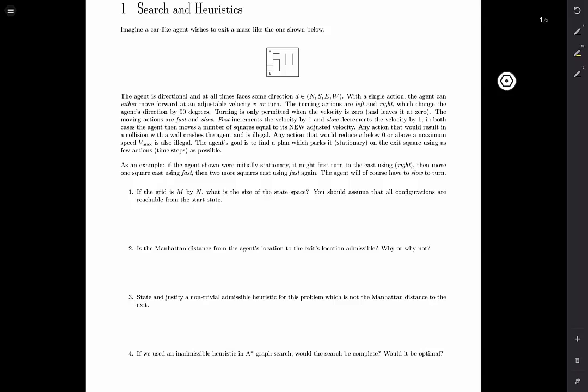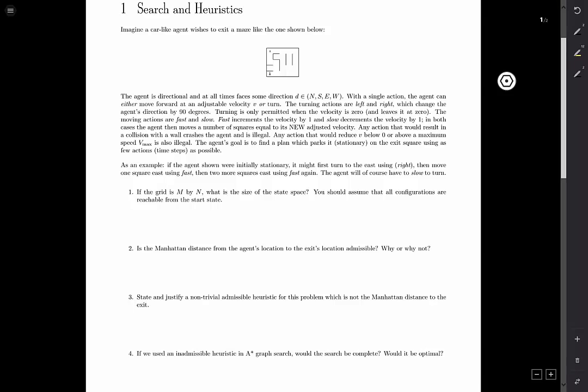Okay, so in this problem, let's see the first question. If the grid is m by n, what is the size of the state space? We should assume that we can reach all configurations of the start state. So let's go through this paragraph and see what relevant information we need to keep track of. The agent is directional and can face some direction D, and D can take on 4 values: north, south, east, or west.